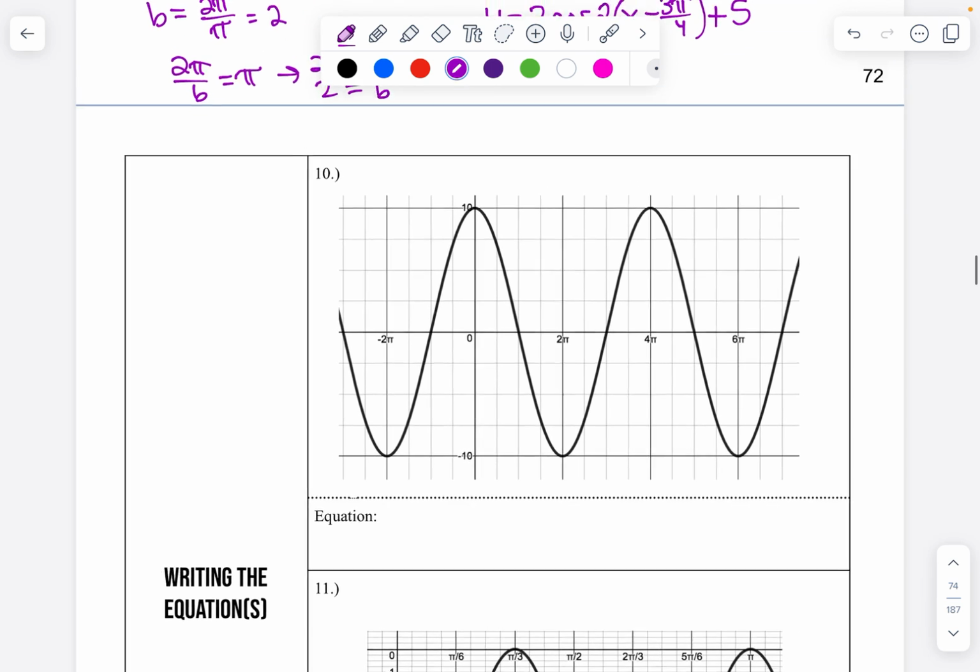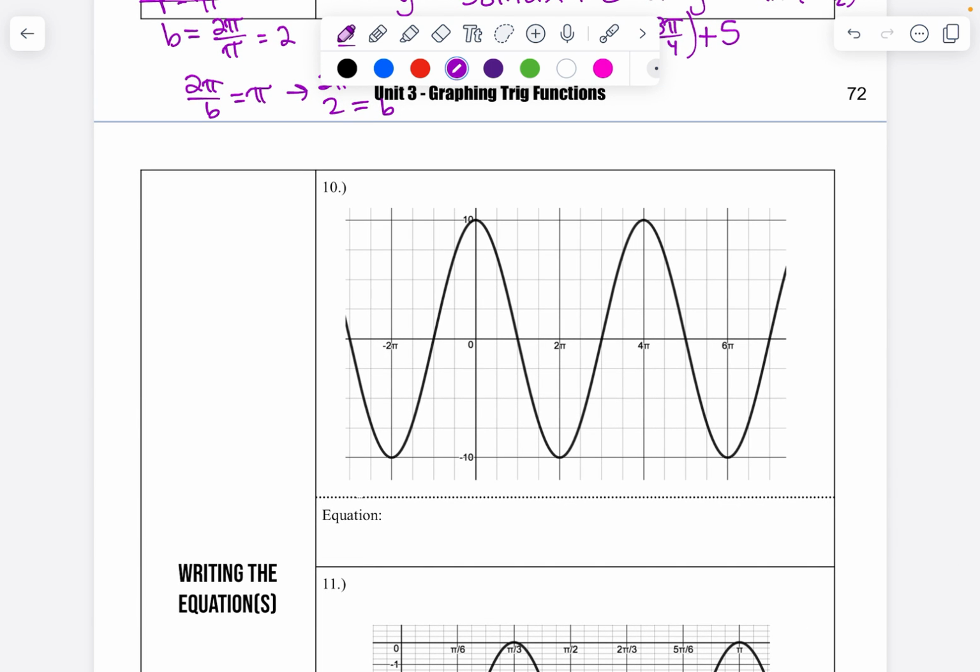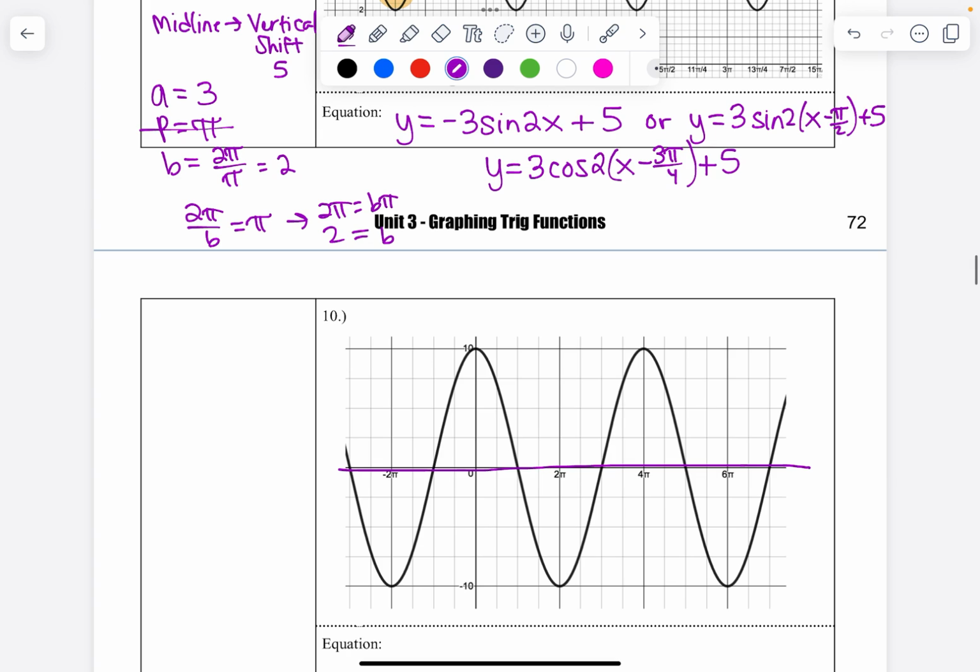All right, so let's try this next one. So we're always going to start by drawing in the midline. So this one we see hasn't been vertically shifted. The midline is the x-axis. But we can find amplitude goes from 0 up to 10. So our amplitude here equals 10.